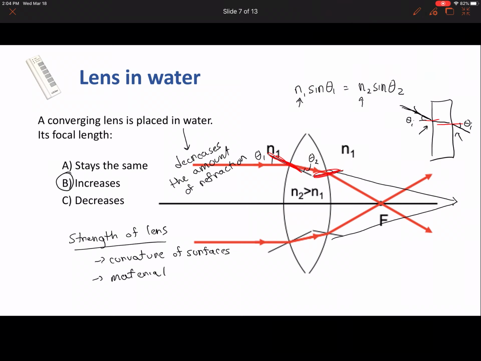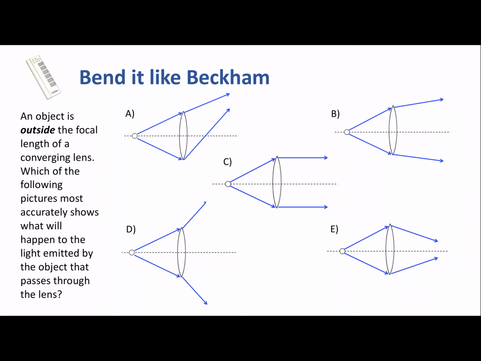Okay, so let's think about lenses. Let's think about converging lenses. And let's imagine this situation. Let's say we have an object that's outside the focal length of a converging lens. So that is the situation that we are specifying.